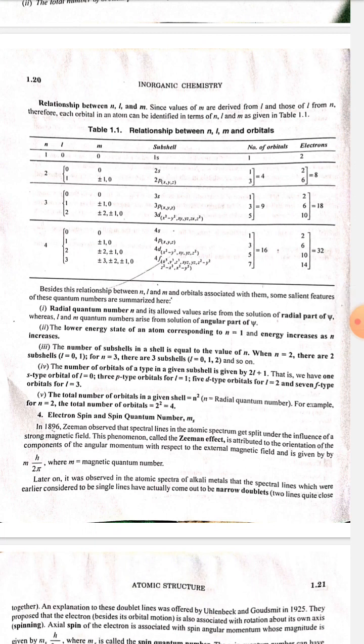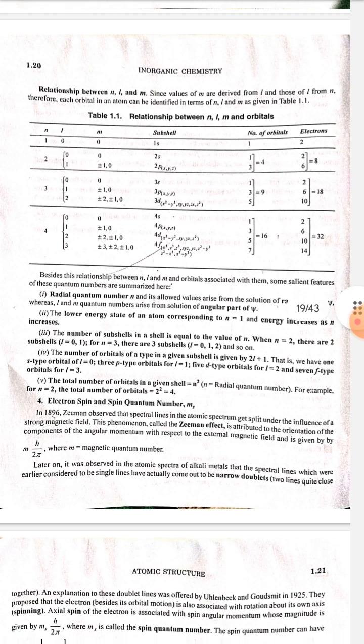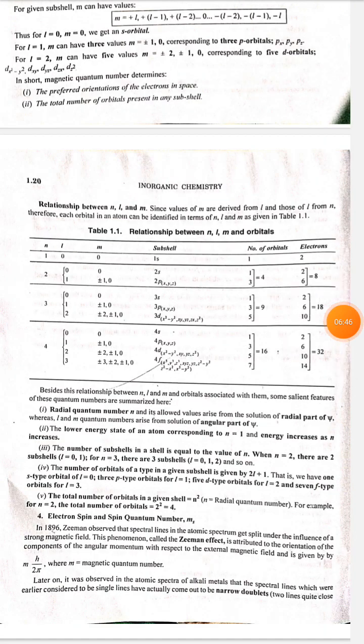Besides this relationship between n, l and m and the orbitals associated with them, some salient features of these quantum numbers are summarized here. Number 1: the radial quantum number n and its allowed values arise from the solution of the radial part of psi, whereas the l and m quantum numbers arise from the solution of the angular part of psi.